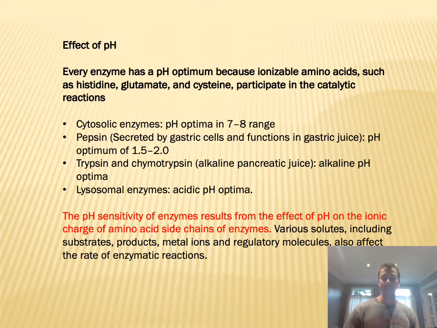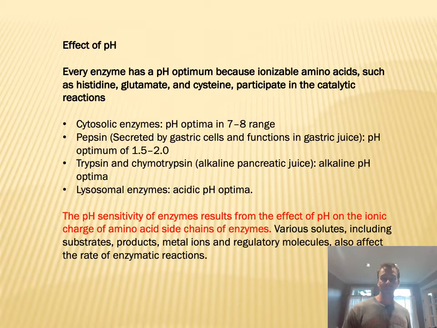Some examples where there's dramatically different optimal pH. For example, pepsin. This is secreted by gastric cells and functions in the gastric juice, which is very acidic. So this enzyme has an optimum of around 1.5 to 2. Whereas trypsin and chymotrypsin are in the pancreatic juice that has an alkaline pH, so they have a higher pH optimal. And lysosomal enzymes have an acidic pH optimum. Now, the pH sensitivity of enzymes results from the effect of the pH on the ionic charge of amino acid side chains of enzymes, just like I mentioned above.